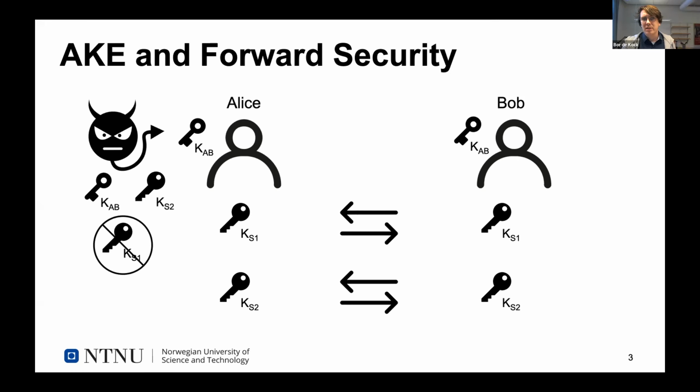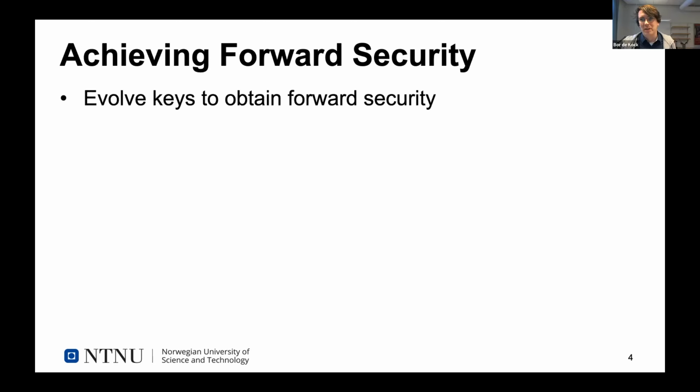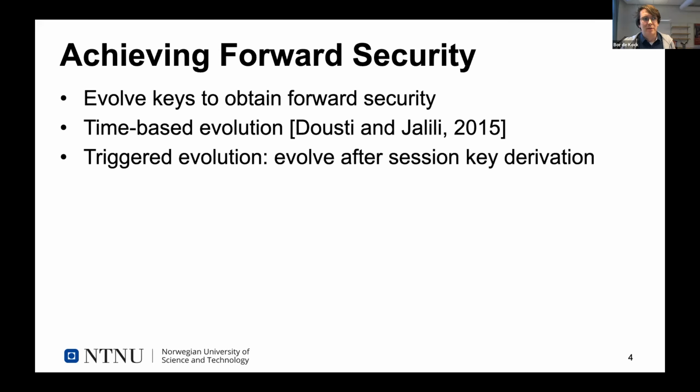Achieving this is something that you would normally do with ephemeral key exchange or ephemeral material, which we of course cannot do now. So instead we will do a key evolution to obtain forward security. And there is some other work related to this, and you generally have 2 flavors. One of them is time-based evolution, and this is, for instance, formalized by Dousti and Jalili in 2015. And you have triggered evolution, where something happening triggers evolving the key to the next step.